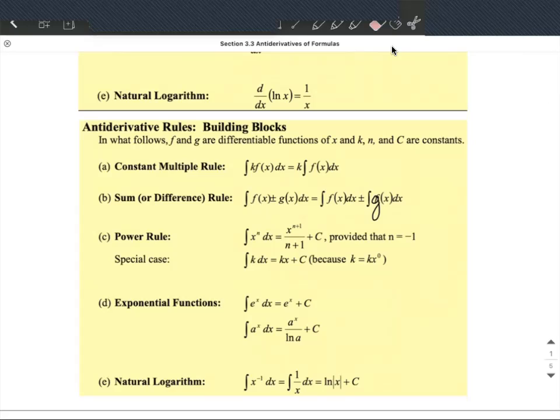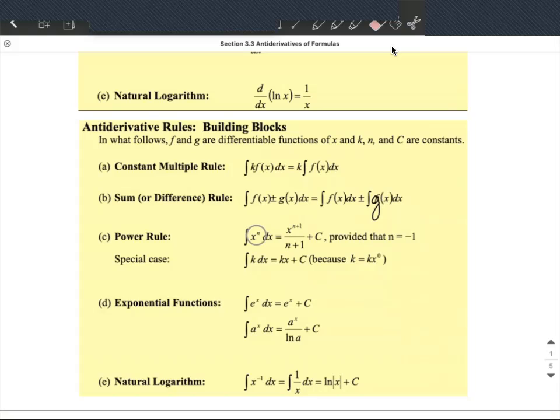So we have a constant multiple rule. If we have k as some constant out in front, what we're allowed to do is bring that constant along and then take the antiderivative of what's next to it. We have a sum or difference rule saying that if we have two things added or subtracted, so you can think of these as separate terms, we can integrate each one individually.